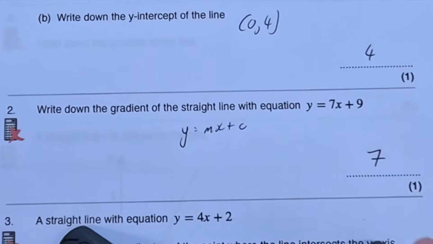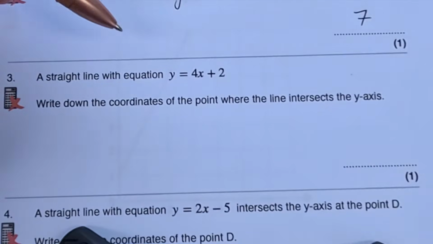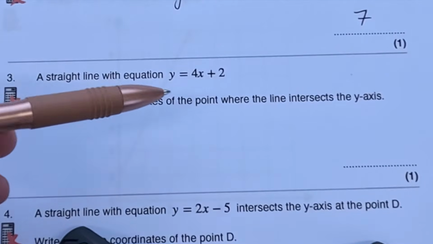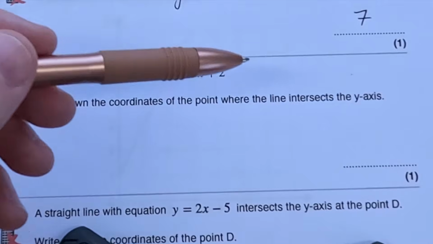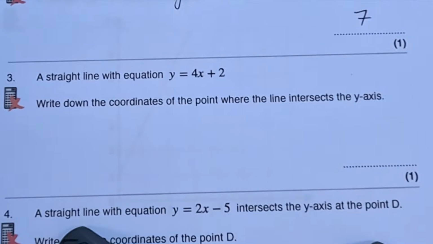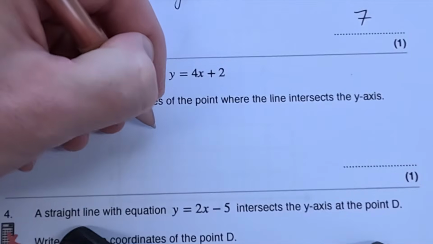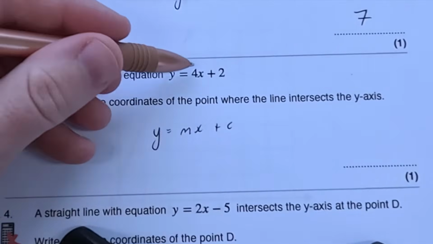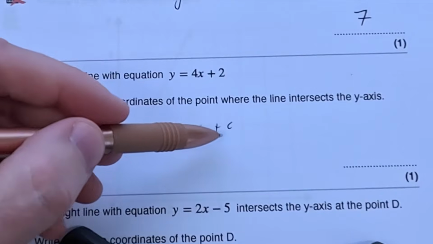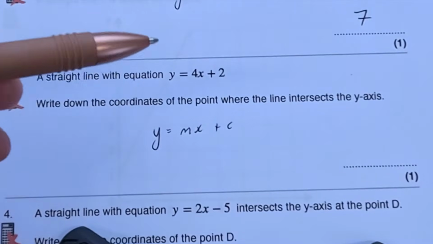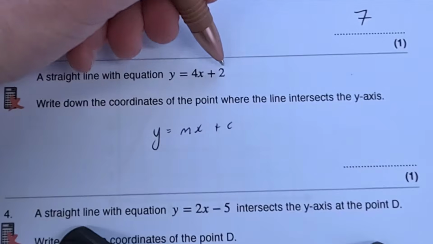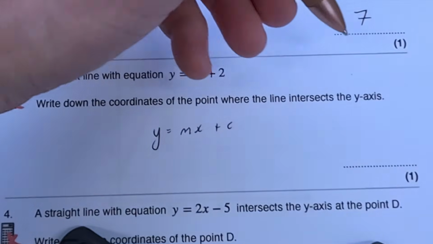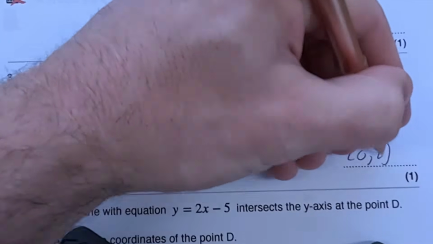Okay, let's look at our next question, question number 3. It says a straight line has the equation y equals 4x plus 2, and we're asked to write down the coordinates of the point where the line crosses the y-axis. So we want to write down the coordinates of the y-intercept. So remember, a straight line has the equation of the form y equals mx plus c. m is the gradient, so the gradient of this line is 4, and the c will tell us the y-intercept, it'll tell us where the graph crosses the y-axis. So because that's plus 2, it crosses the y-axis at 2.